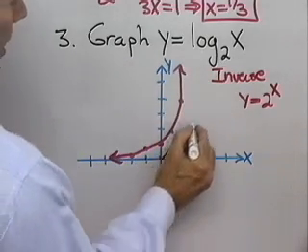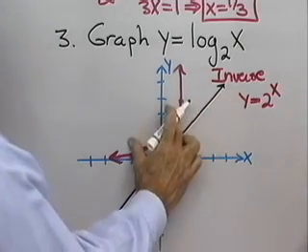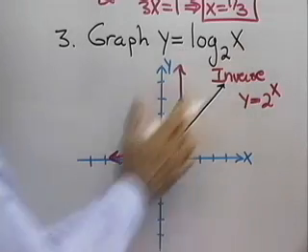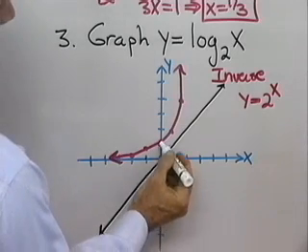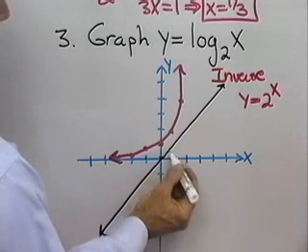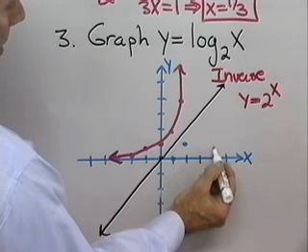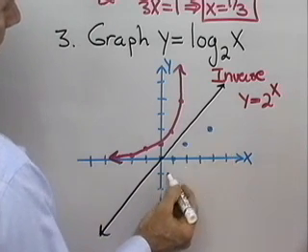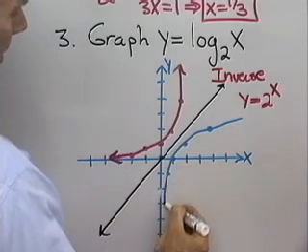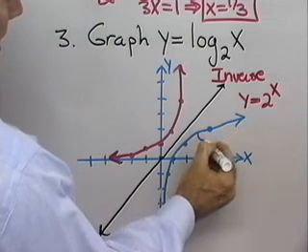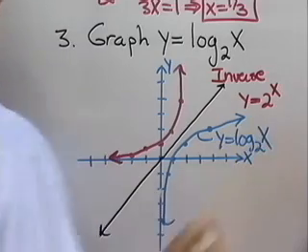So if I just draw in my line y equal x right here and reflect this graph over this line, I'll have the graph of my function y equal log base 2 of x. So when I reflect this curve right here about this line, I'll get this point, I'll get this point, I'll get this point right here, and then it'll go down this way and this way. So when I reflect that, it looks like this. So that should be the graph of y equal log base 2 of x.